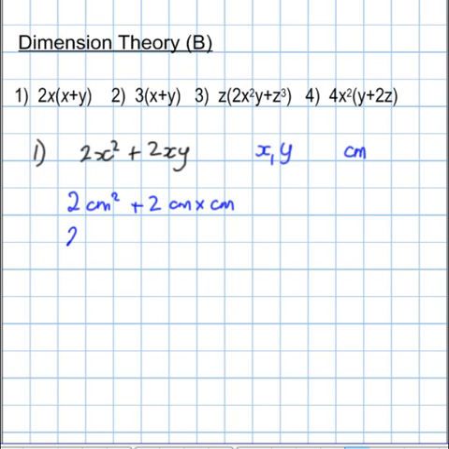This last bit is, of course, going to be centimeters squared. So what would you end up with? 2 centimeters squared plus 2 centimeters squared. You'd end up with 4 centimeters squared. And the key bit is not the number, it's the units, centimeters squared. So this must be a formula for area, because the units are centimeters squared.